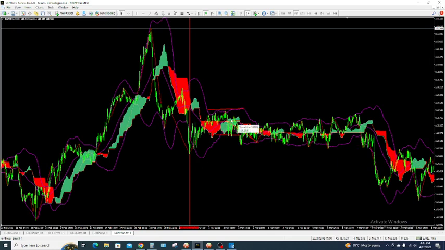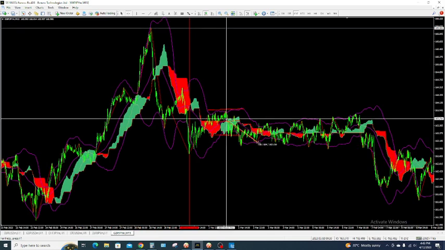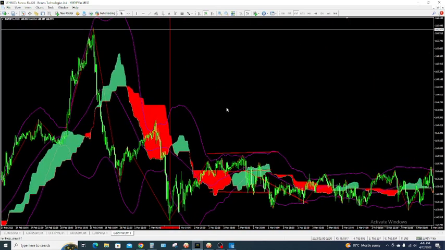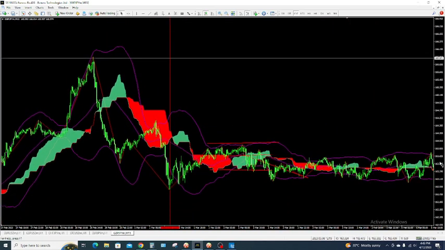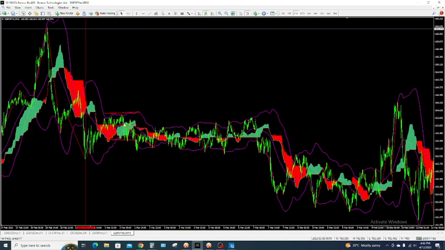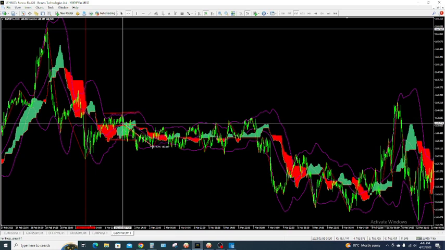Now let me come back to the 1st of March. So you could see the red here. I'm taking this trade now. Let me increase it a bit so that we'll be on the same page. Now I'm taking this red. I'm taking a short.